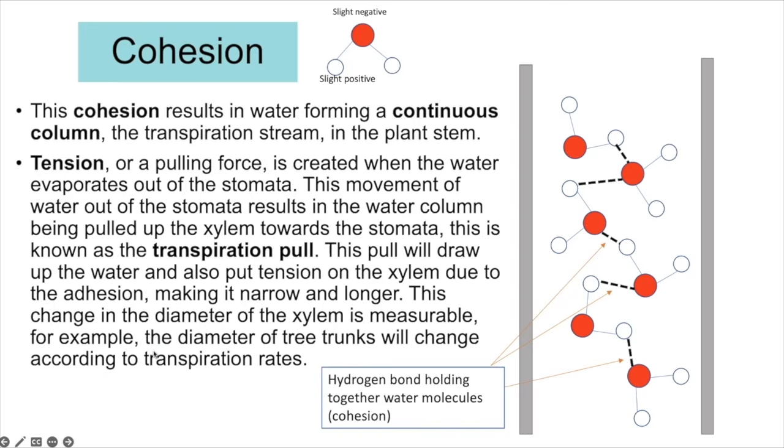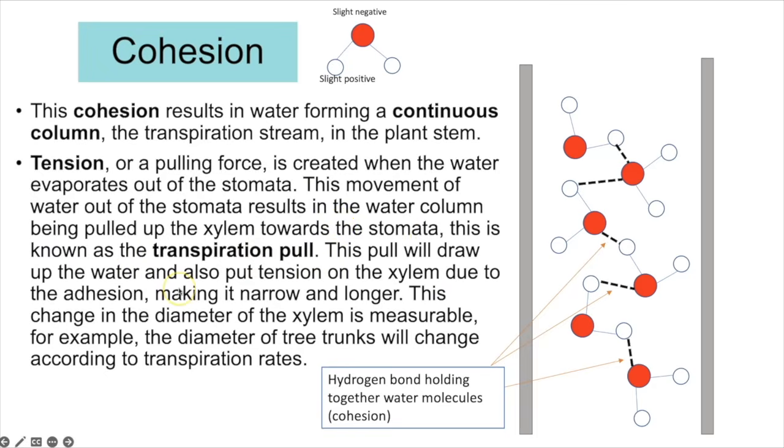Now, this cohesion, as we said, results in that continuous column of water, also known as the transpiration stream, in the plant stem. Tension is put on that transpiration stream, or in other words, a pulling force, when water evaporates out of the stomata. And that's because you get this negative pressure. As the water evaporates out, there's a negative pressure, and that creates this tension or pulling on that continuous column of water. This movement of water out of the stomata results in the water column being pulled up the xylem towards the stomata, and that is known as the transpiration pull.